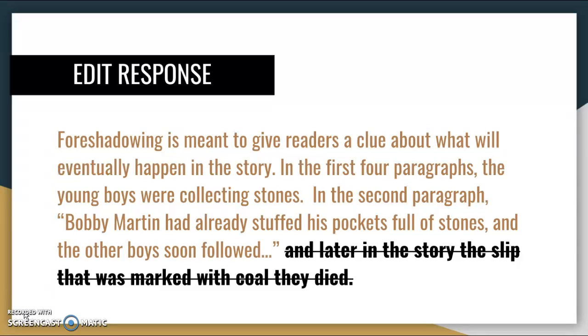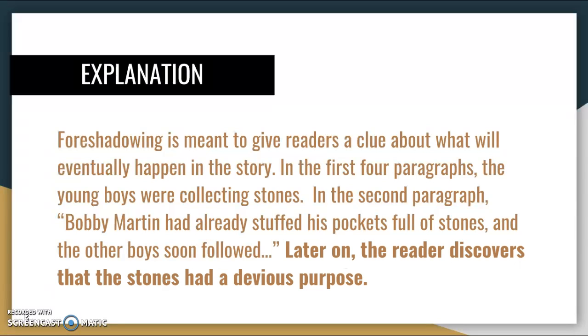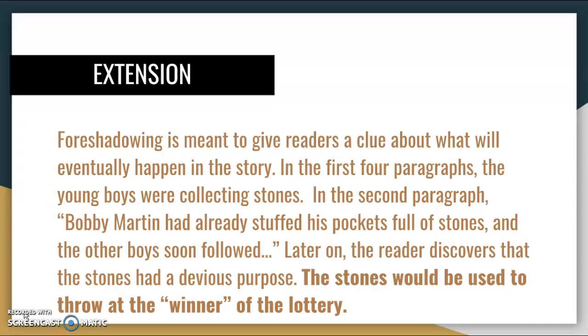We're going to chop that out. And we're going to change that to, later on, the reader discovers that the stones had a devious purpose. Now at this point, this is good. This is a good response. It has a topic sentence, an answer, a quote in the middle, and an explanation. But if you want to take it a step further, just add one more sentence and say the stones would be used to throw at the winner of the lottery. That extra sentence helps this paragraph sound a little bit more full and a lot more detailed.